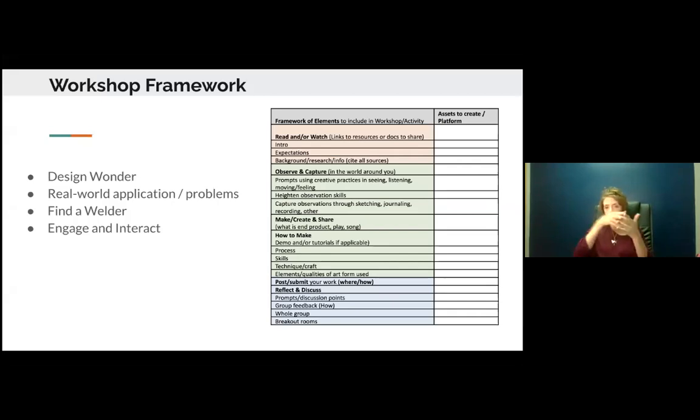The second is the workshop organizer chart, which I like to call the teaching artist workshop organizer chart, or TWOC, like EWOC. But you'll see here, we want you to think in those terms, and it's as applicable to an old school, whatever the normal used to be, working in a classroom or a studio with students, as it is working online. So I think the most important piece is designing wonder. What are the real world applications and problems? And then I put find a welder, and that's the get other expertise that you don't have.